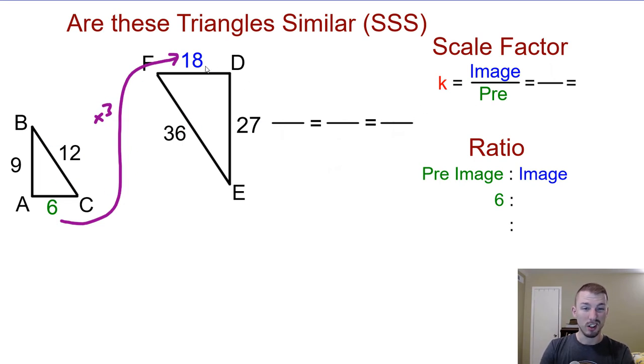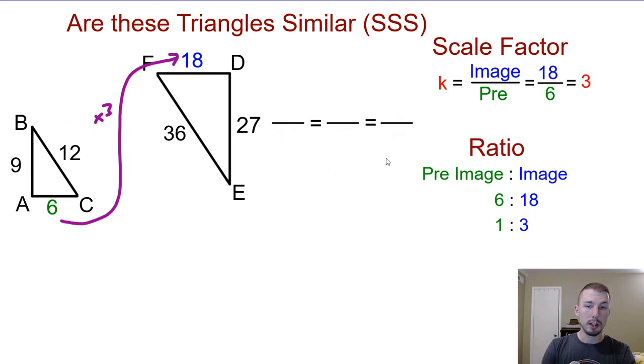Our scale factors are image divided by pre-image, which would be 18 divided by 6, which is times 3. In case it's not obvious, sometimes it's a fraction. The ratio is going to be 6 to 18, which reduces down to 1 to 3. Notice the relationship between 1 and 3 and 3. It's just the second part divided by the first part.